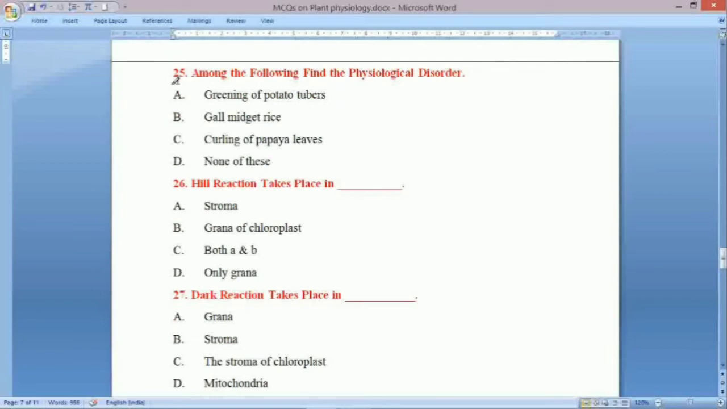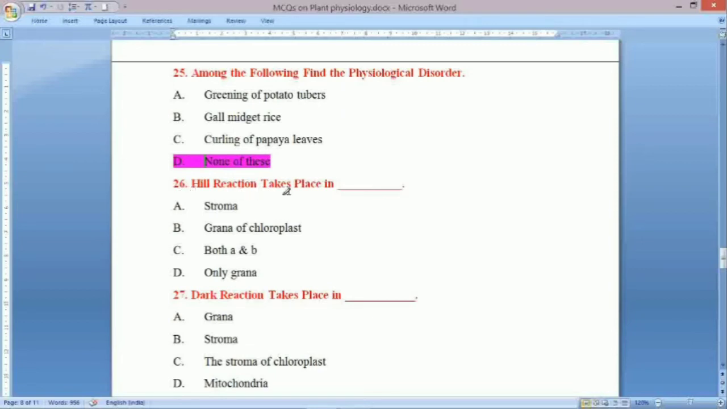Next question, question number 25. Among the following, find the physiological disorder. Option A, greening of potato tubers, B, gall midge rise, C, curling of papaya leaves, and D, none of these. And here the right answer is option D, none of these.